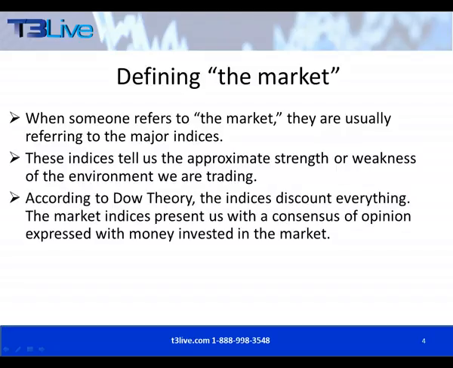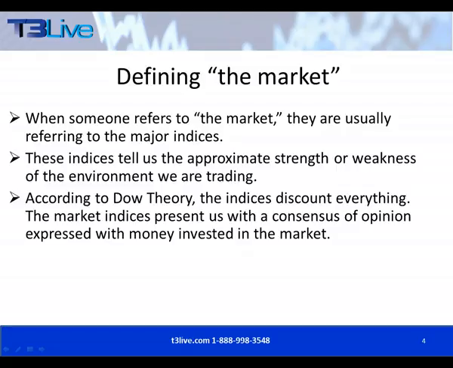All right, so Dow theory as part of defining the market. As we have here, the indices discount everything. It's essentially a consensus of opinion expressed with money invested in the market. The point that I want to make here is, don't discount the value of the numbers themselves. In other words, that index or ETF, or whichever way you decide to look at it, is actual money committed on a much broader scale. So what we're really talking about right now, if we're going to define it a little deeper, is the broad market.